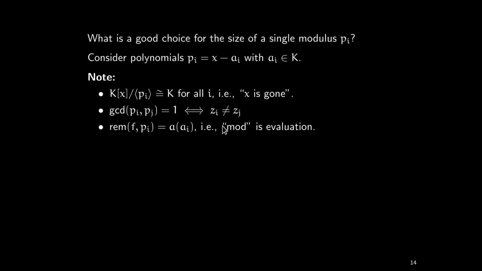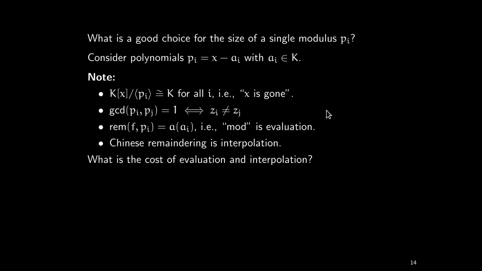this root of p. So mod is evaluation. I'm sure you have seen that before. And so Chinese remaindering is the same as polynomial interpolation. Okay. And what is the cost of evaluation and interpolation? That's a question I didn't want to discuss today. That's a question I prefer to do next time.